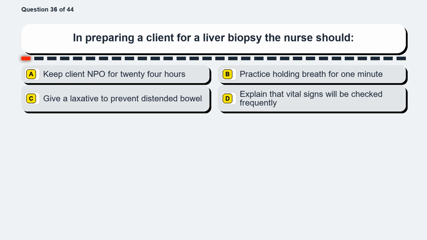Question 36. In preparing a client for a liver biopsy, the nurse should: Option A. Keep client NPO for 24 hours. Option B. Practice holding breath for 1 minute. Option C. Give a laxative to prevent distended bowel. Option D. Explain that vital signs will be checked frequently.